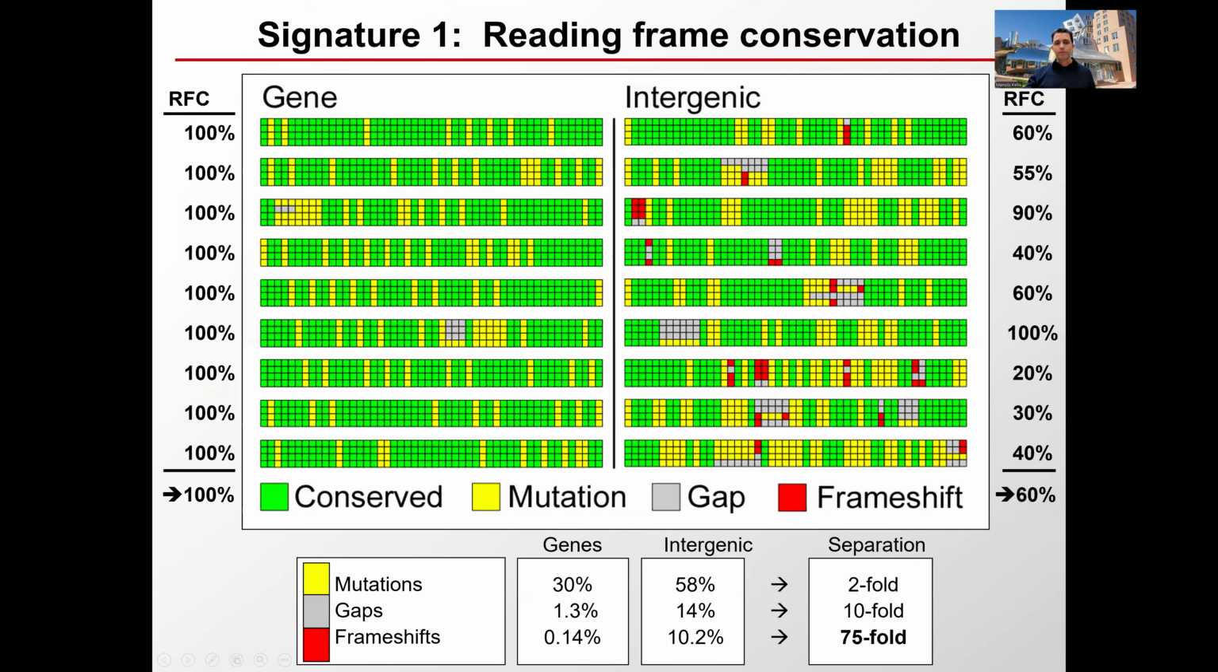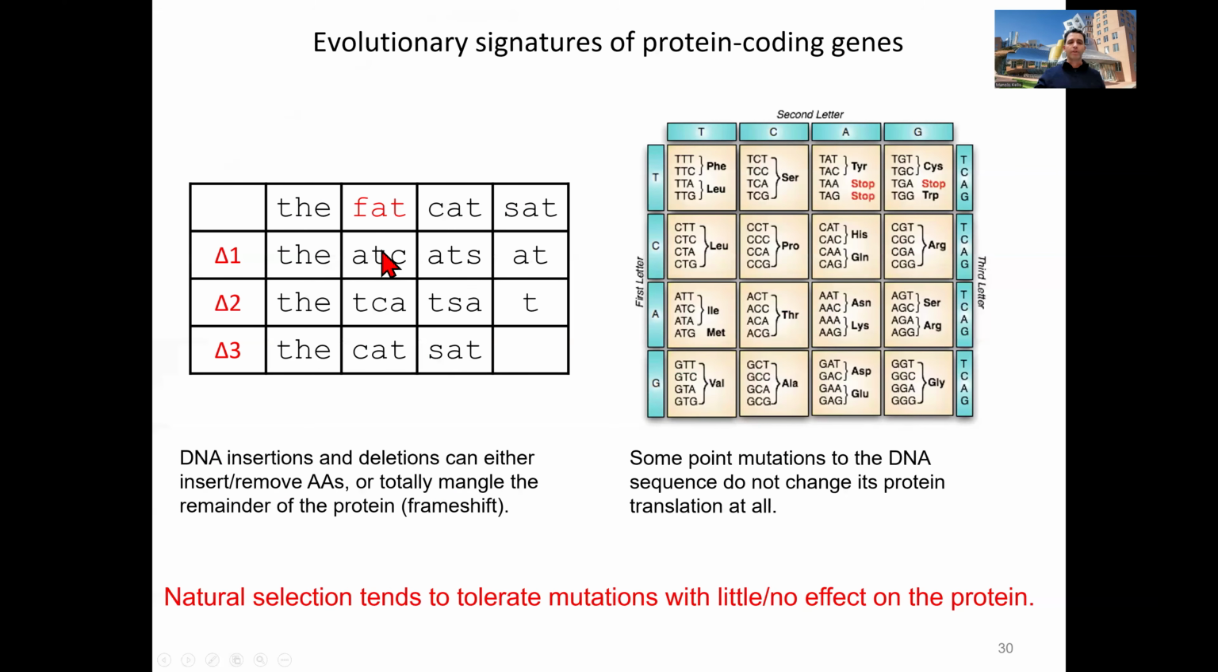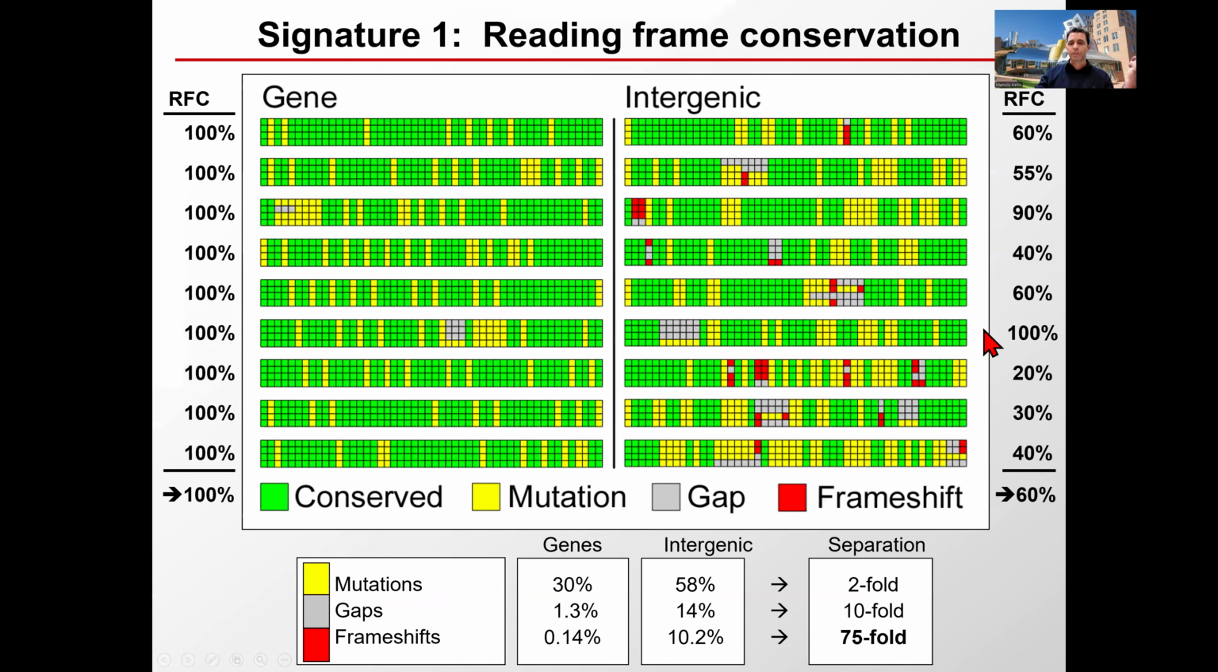So the second signature is one of reading frame conservation. What does reading frame conservation mean? That basically means that I delete entire amino acids at a time rather than one letter in a codon. And the way that you can measure that is by looking at what fraction of the nucleotide positions are still in the same reading frame. And you can basically see that if something is protein coding, it's 100%. And if something is non-coding, it's much less than that. Okay?